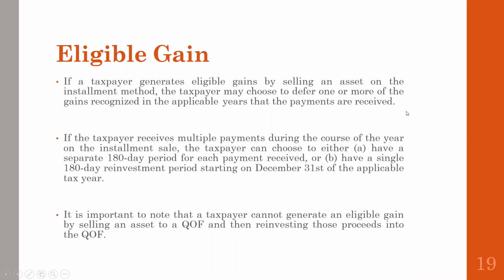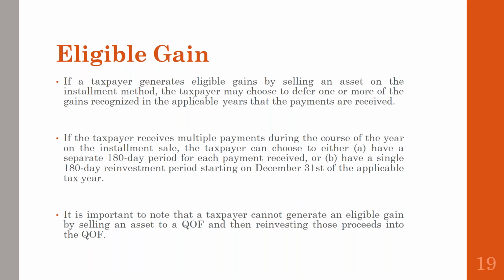All right, so turning again to the eligible gain, if you generate the eligible gain like we talked about, you can defer it. So if you receive multiple payments during the course of a year, like on an installment sale, you can either have a separate 180-day period for each payment or have a 180-day reinvestment period at the end of December 31st. All right, so there are some timing things that are unique even for an individual taxpayer. They're especially more unique for a corporate taxpayer.